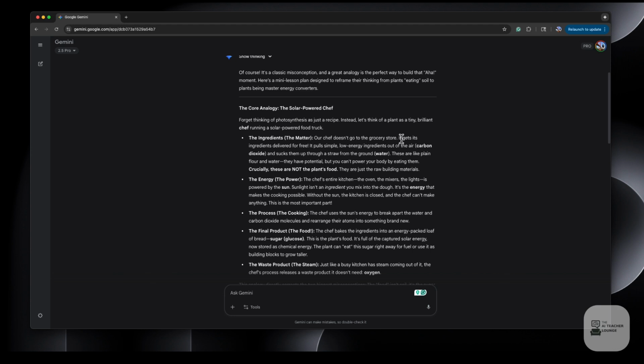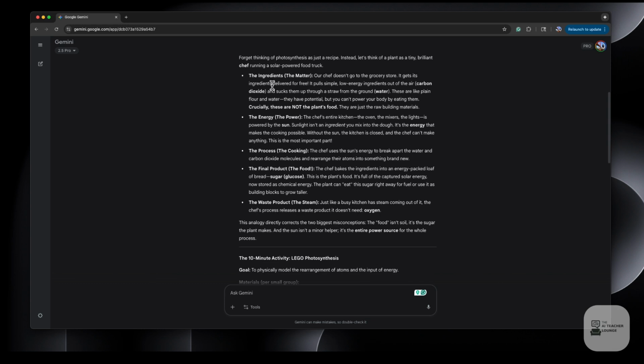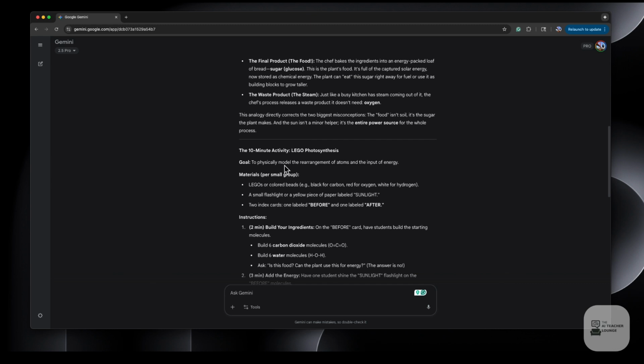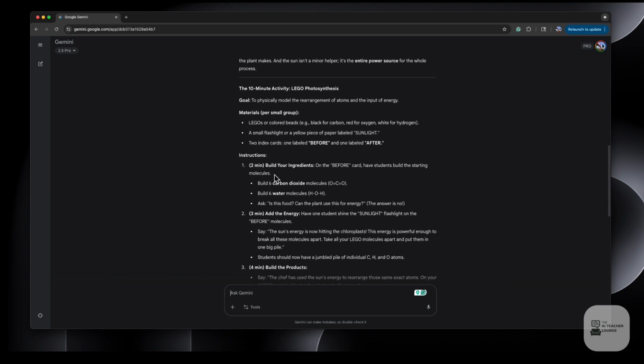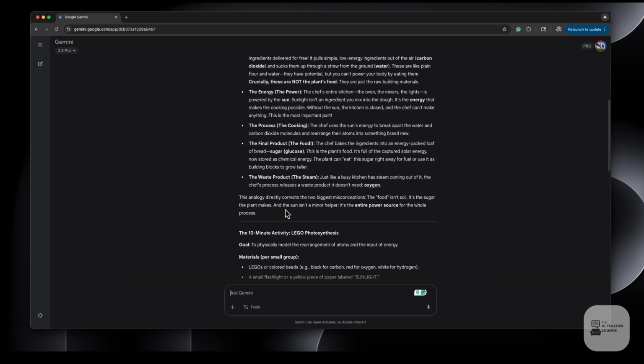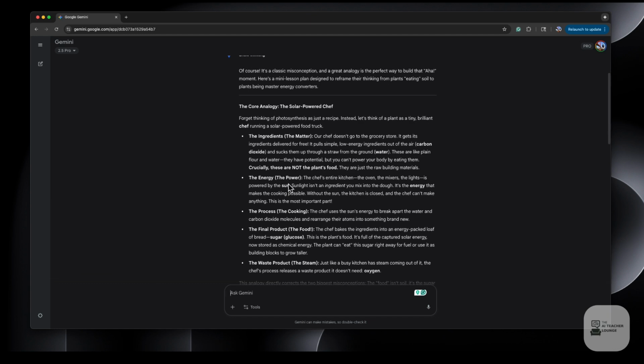Our chef doesn't go into the grocery store, it gets the ingredients delivered for free. It pulls simple, low energy ingredients out of the air, and it relates to the students. So you have ingredients, energy, cooking, the food, the waste product, and then you have 10-minute activities with Legos, instructions on how to use them, and then here are your differentiated tickets. The idea is now that you have a strong lesson plan for you and your students to understand and apply the concepts and ideas of photosynthesis to hit the strands and standards that you're looking for.